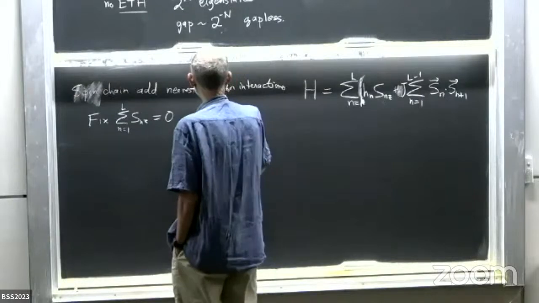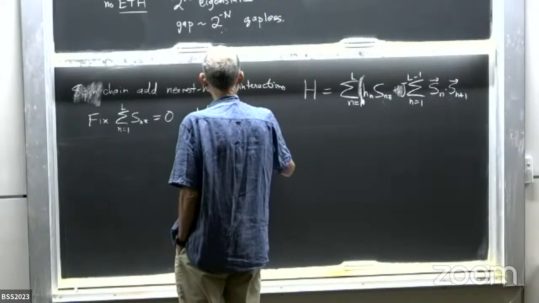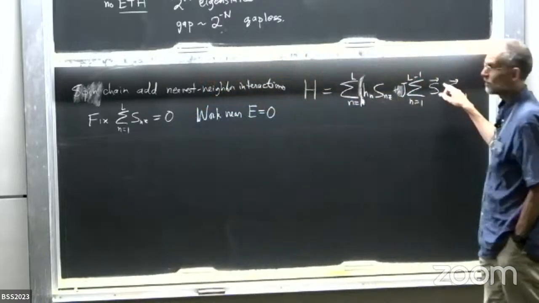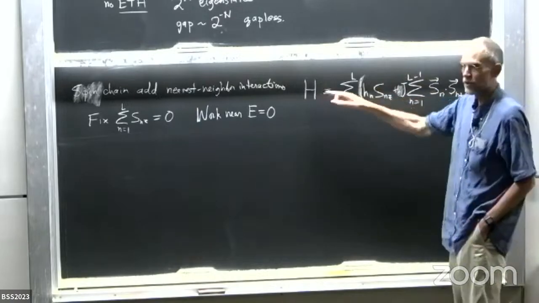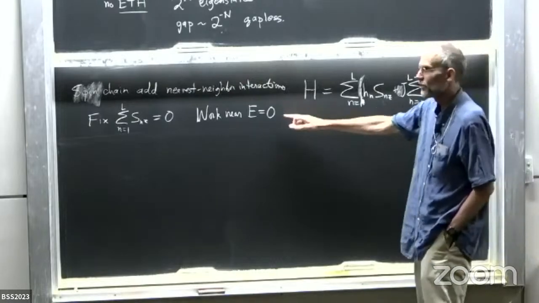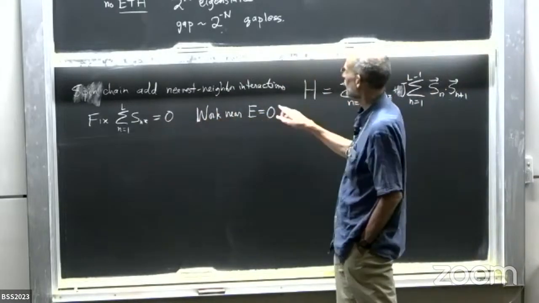And also let's work near E equals zero. So the maximum entropy, the infinite temperature, is at zero energy. All these operators are traceless. So we're going to work near E equals zero. This we fixed strictly. This we fixed approximately.